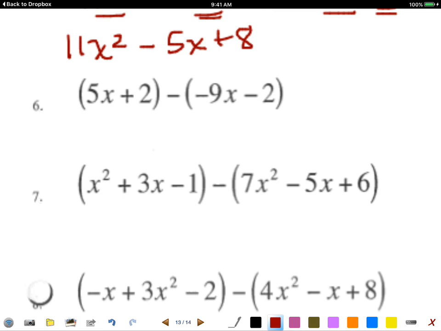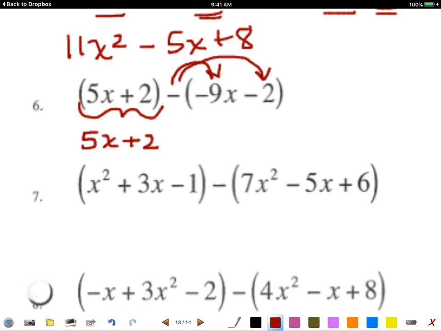Listen very carefully. The first parenthesis won't change. We've got to rewrite this problem before we can start combining terms, okay? So rewrite 5x plus 2, leave that alone. But the subtraction sign, that minus sign in the middle is going to change the signs in the parenthesis that follows. It's the distributive property. You're distributing this negative to every term in the following parenthesis. So right now we've got a minus negative 9x, so that's going to become a plus 9x, and a minus negative 2, which is a plus 2.